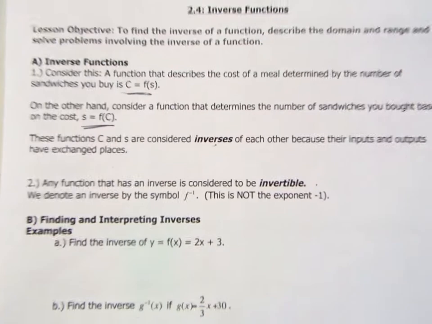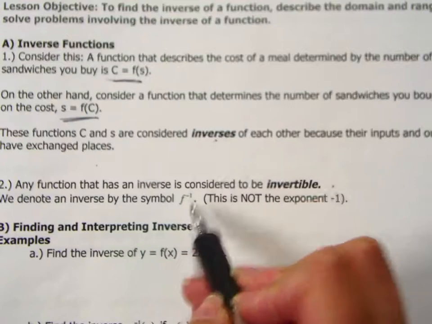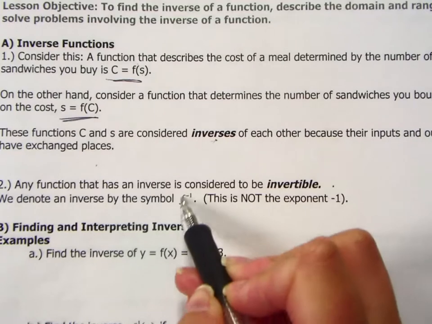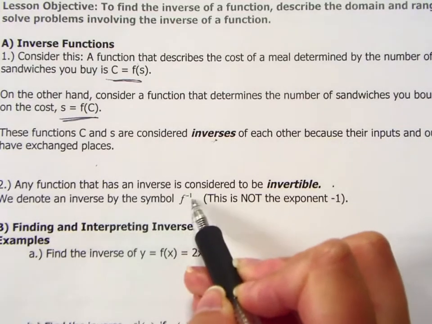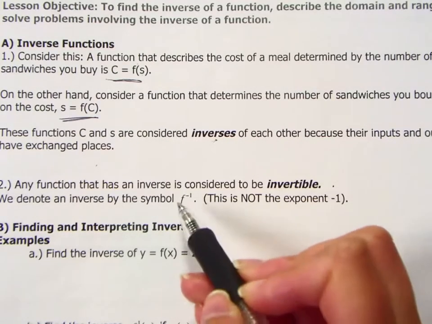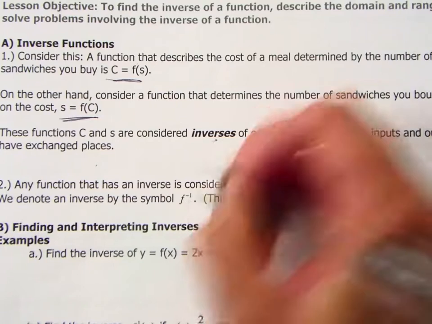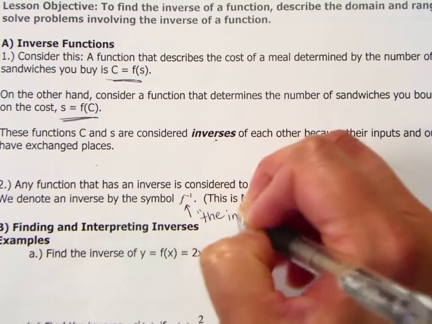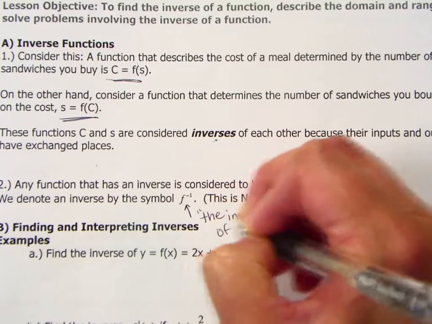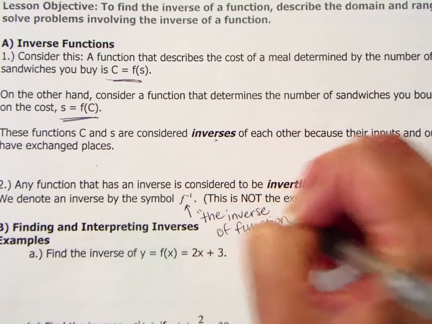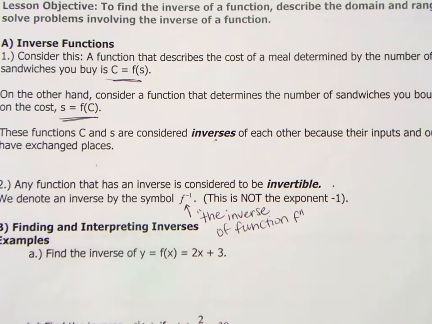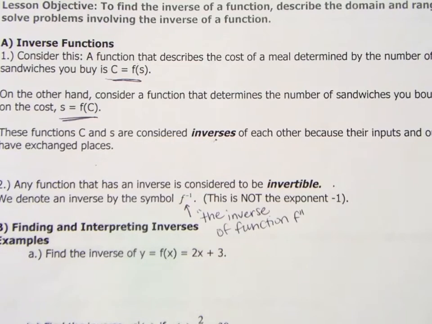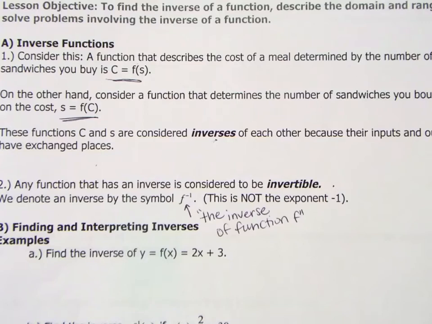And the way that we denote an inverse is with this symbol. That is not an exponent. You probably saw that in algebra too. But this indicates the inverse of function f. Okay, that's not f to the negative 1. That's the inverse of function f. Do you remember seeing that last year? No? Okay.